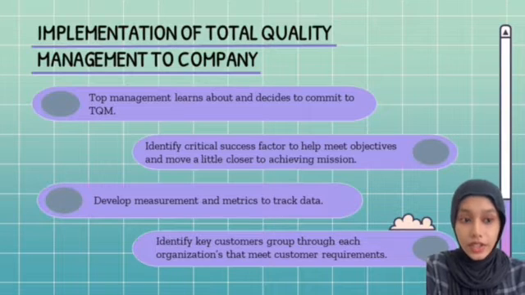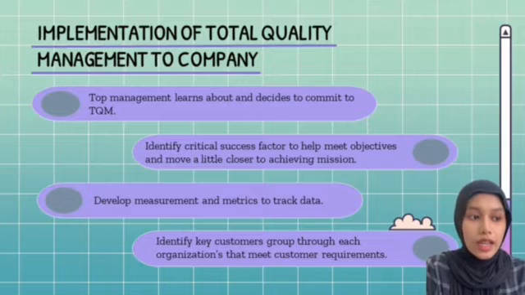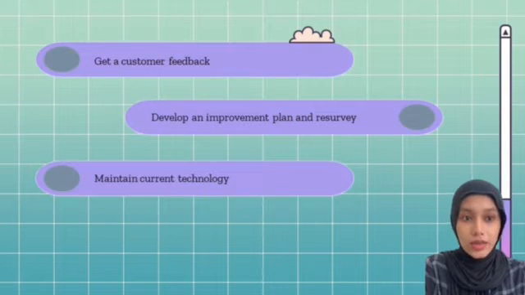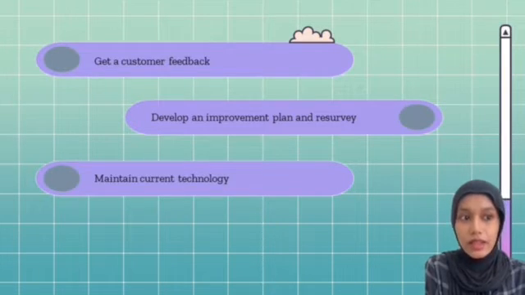Next is to identify key customer groups through each organization that meet customer requirements. The organization identifies and prioritizes customer demands, and aligns products and services to meet those demands. Next is to get customer feedback by developing customer satisfaction tools based on what is important to the customer. After that is to develop an improvement plan and resurvey.